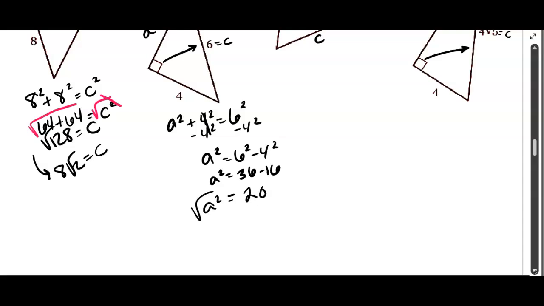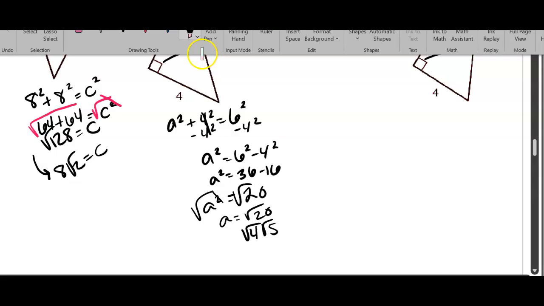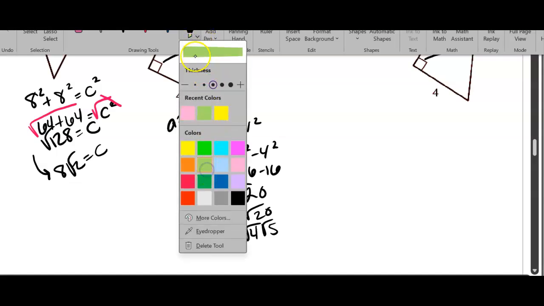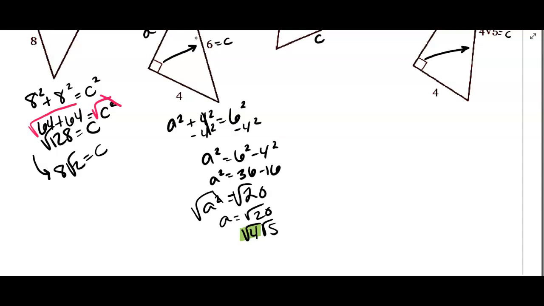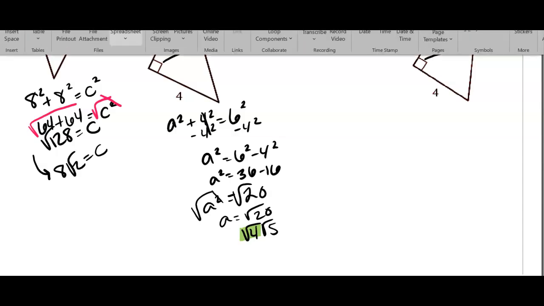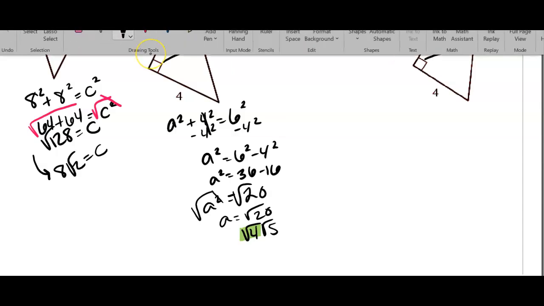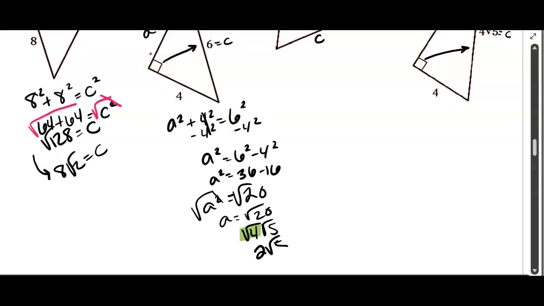A squared, you want to get rid of that square, so I'm going to square root both sides. So I have a equals square root of 20, but I need to check, is there a perfect square in here? And in fact there is: 4. 4 times 5. Now you could use your calculator to look for your perfect squares, but you may have it already memorized. So that 4 I can simplify. I know that the square root of 4 is 2. So I'm actually going to have my answer as 2 square root of 5, because 5 is not a perfect square, so it stays.